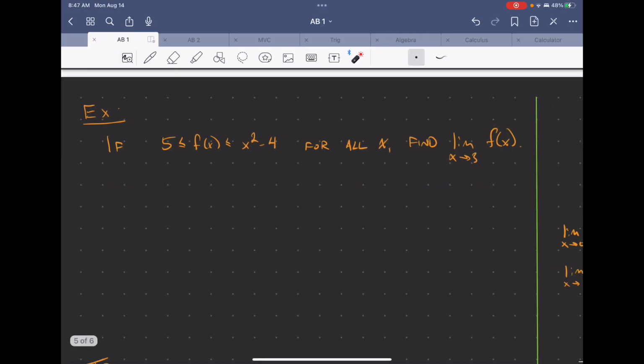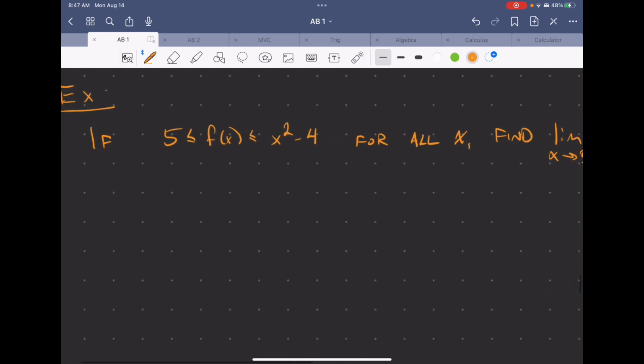So here's an example of how we would use the squeeze theorem. Let's say that 5 is less than or equal to f of x is less than or equal to x squared minus 4 for all x, we want to find the limit as x approaches 3 of f of x. All right, so we've got this inequality chain. That's given to us, it says for all x. So that's one part of the hypothesis already satisfied. It's just given to us, so we don't have to rewrite that.